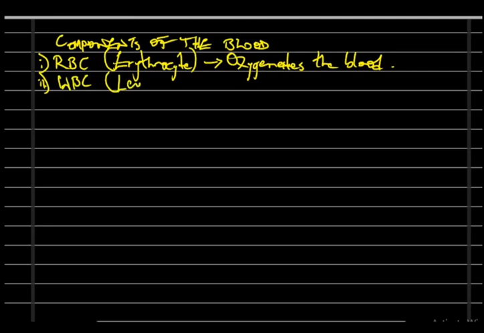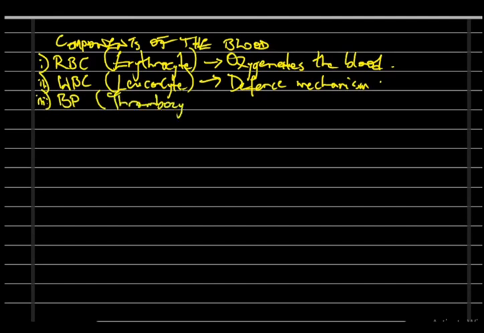That is the leukocyte, the defense mechanism of the body. We have the third one, the blood platelet or the thrombocyte, responsible for clotting of the blood. That is its function. And then the only liquid component that we have in the blood is the blood plasma. Every other one is a solid corpuscle, but this last one is in liquid form.